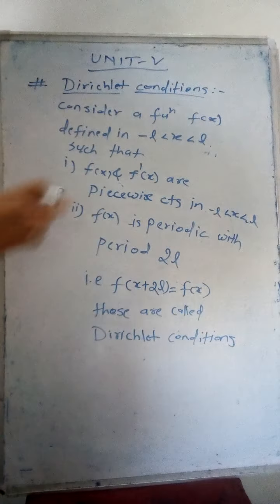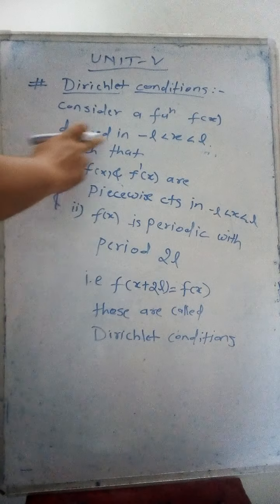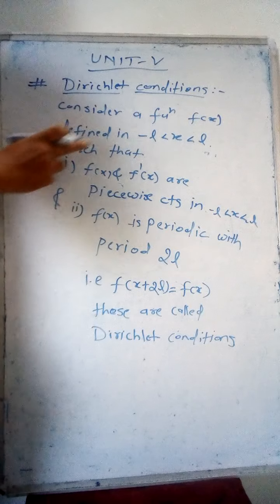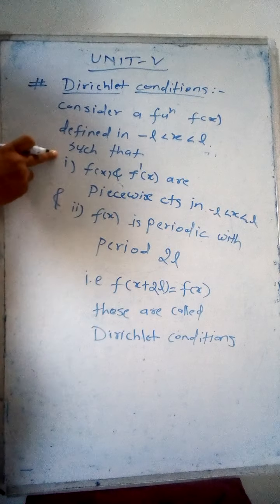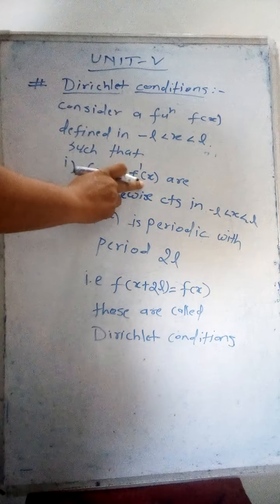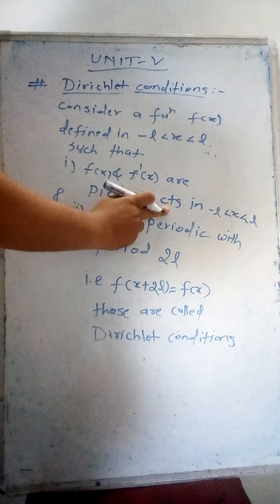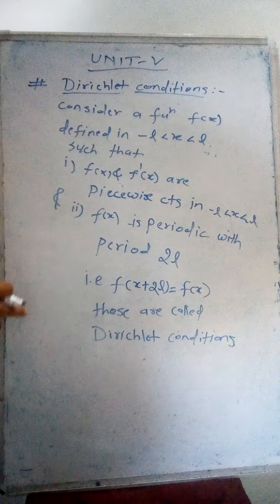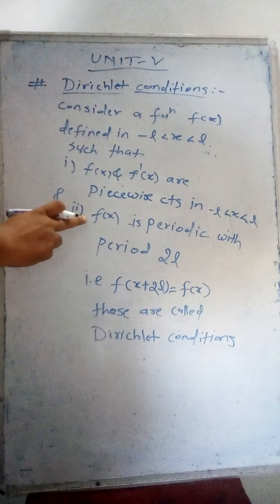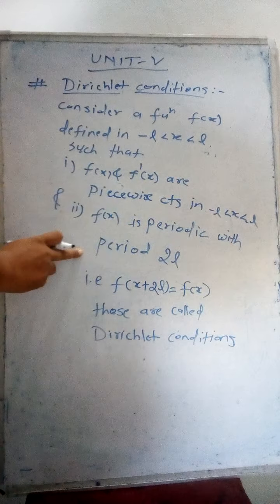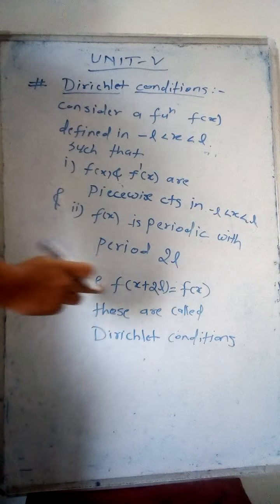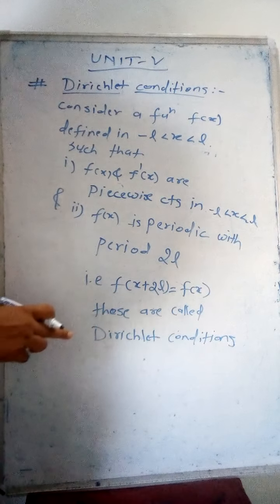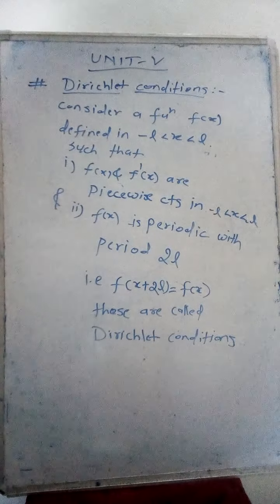Dirichlet conditions: consider a function f of x defined in the open interval minus L to L, such that f of x and its derivative are piecewise continuous in the open interval minus L to L. And the second condition: f of x is periodic with period 2L. That is, f of x plus 2L is equal to f of x. These are called Dirichlet conditions.